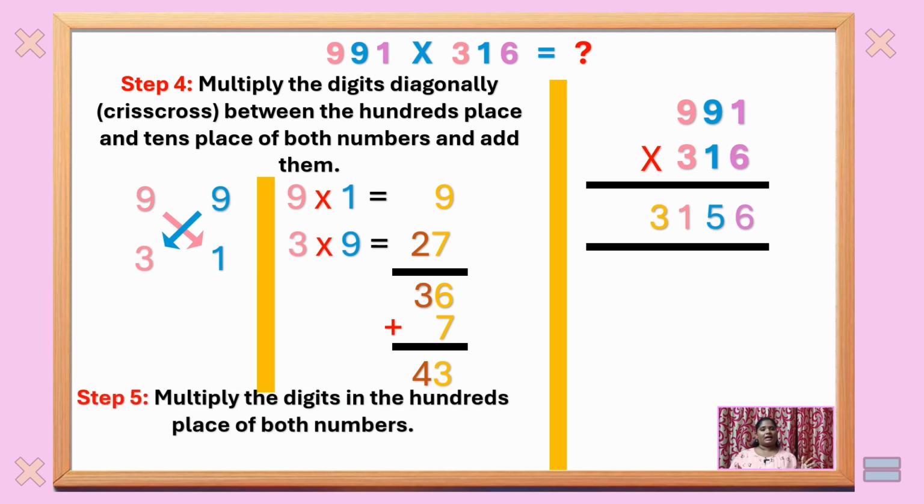And the fifth rule, which is the final rule to complete our sum: do the multiplication of the numbers which are in hundreds place. 9 into 3 which is 27, and we have a carried number which is 4. 27 plus 4 will be 31. We can directly put 31 in the solution. The answer, or the solution, or we can say the product of the sum, is 313,156.